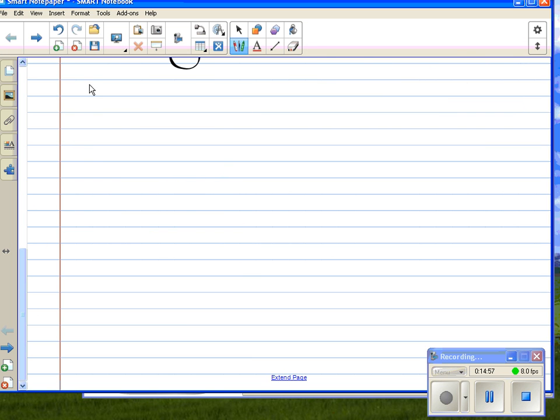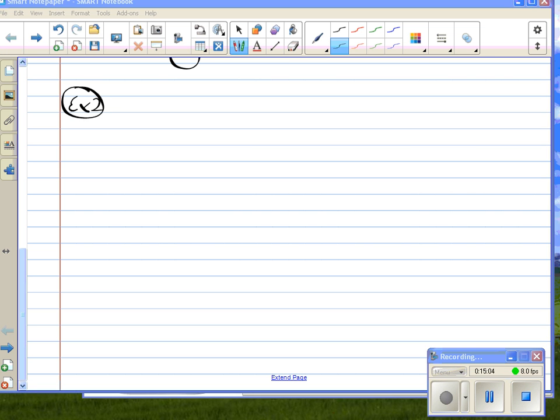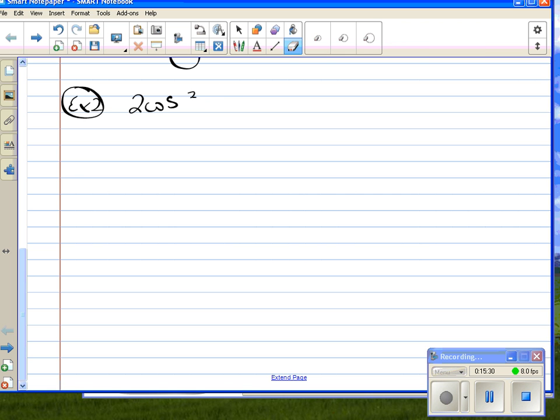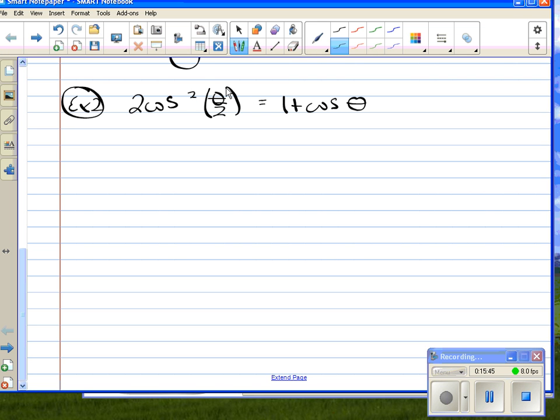Ejemplo 2. Let's do 2 cosine squared of theta over 2 equals 1 plus the cosine theta. All right, same idea. We're trying to verify this identity.